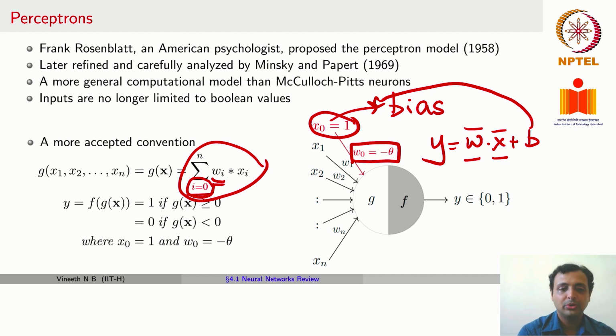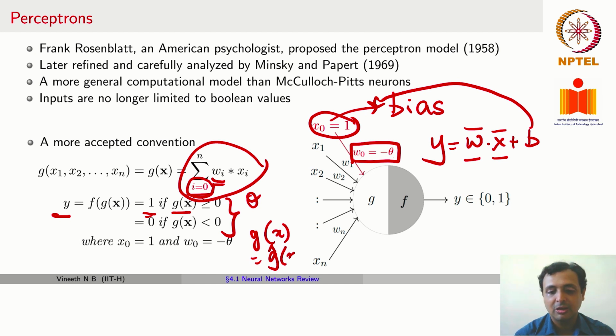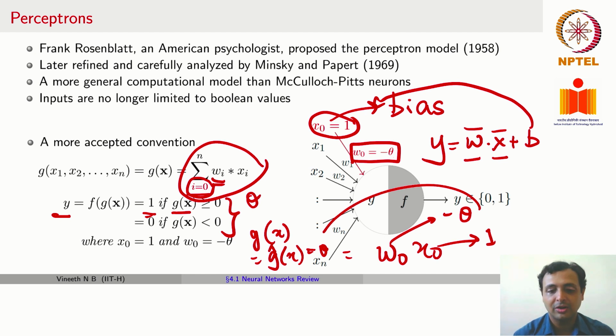The reason we do it is now your output y, which is f of g of x, will be 1 when g of x is simply greater than or equal to 0, and 0 if g of x is less than 0. Earlier, instead of 0, we had theta, which was the threshold. We are now subsuming that on the left hand side of that equation. Inside the g of x, we are bringing in the theta, which means now g of x will be the old g of x, let's call that g hat of x, minus theta. So that minus theta is now written as w naught, which is minus theta, into x naught. So this is minus theta and x naught is 1, which is what contributes to this minus theta. So this is a more accepted convention of writing out a perceptron.